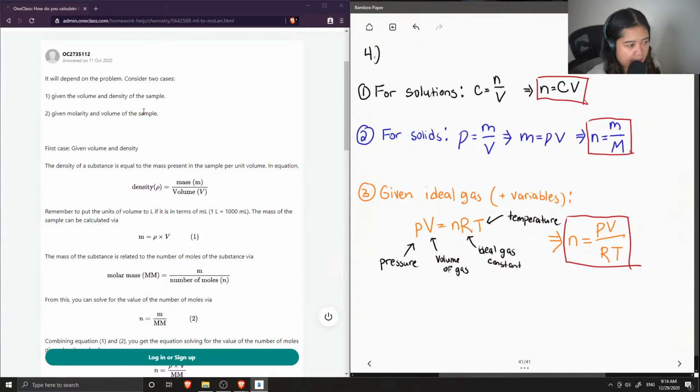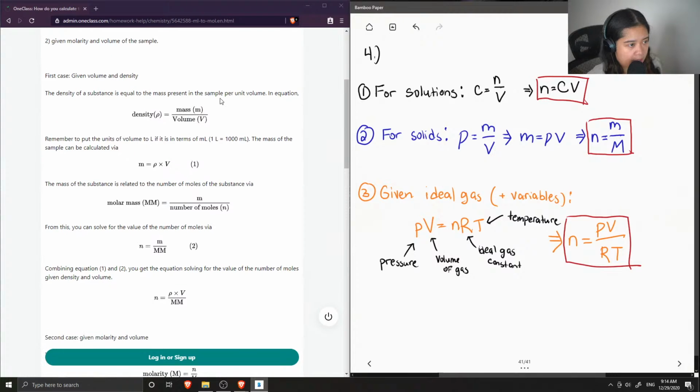Density of a substance is equal to the mass present in the sample per unit volume. In the equation, density is equal to mass over volume. Remember to put the units of volume to liters if it is in terms of milliliters. And then the mass of the sample can be calculated by multiplying density and volume.